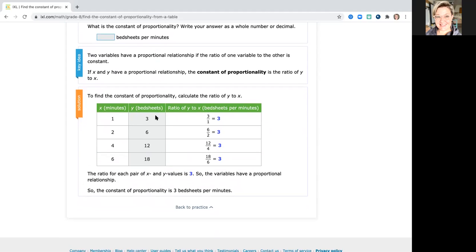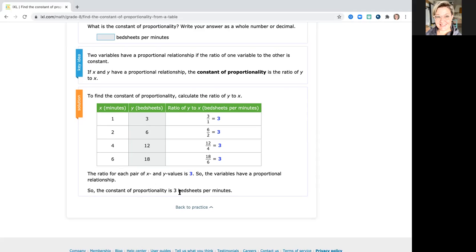So if you look here, we are going to take Y and divide it by X. So we're writing it as a proportion this way with Y over X because we're calculating the ratio of Y to X. And we find that it's 3. You can go through and do it to each section. 3 divided by 1 is 3, 6 divided by 2 is 3, 12 divided by 4 is 3, and 18 divided by 6 is 3. So the ratio for each pair of X and Y values is 3. The variables have a proportional relationship. So the constant of proportionality is 3 bed sheets per minute.